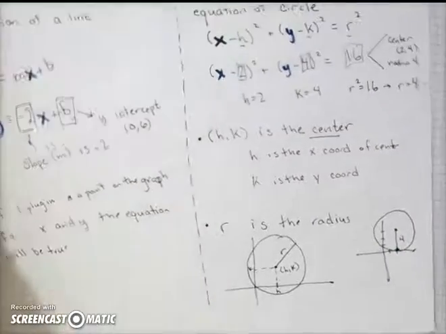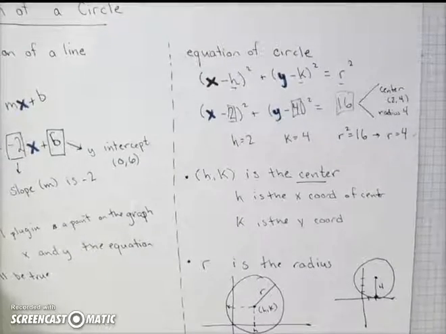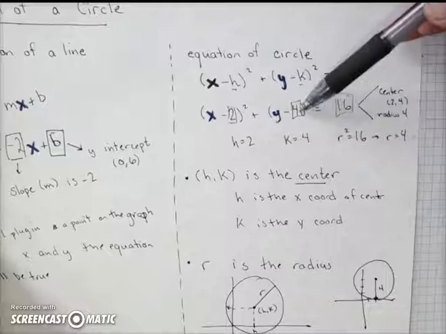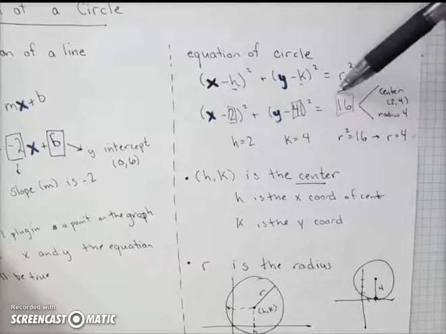Let's be a little bit more precise in these next couple examples. But this is the key: h and k give you the center, and the constant on the right gives you the radius.